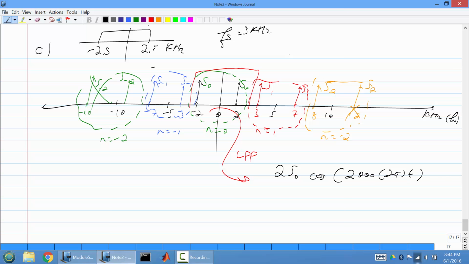Okay, and that's fine because this is our original signal, but it's scaled by some constant, which is fine. So that would be the output. So this would be the, I guess, y of t. Okay. Now, if you take a look at part D, if you do the same thing, right?